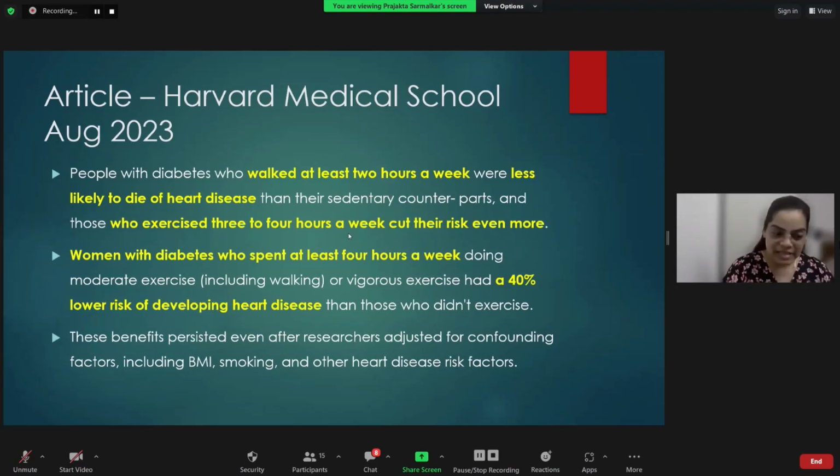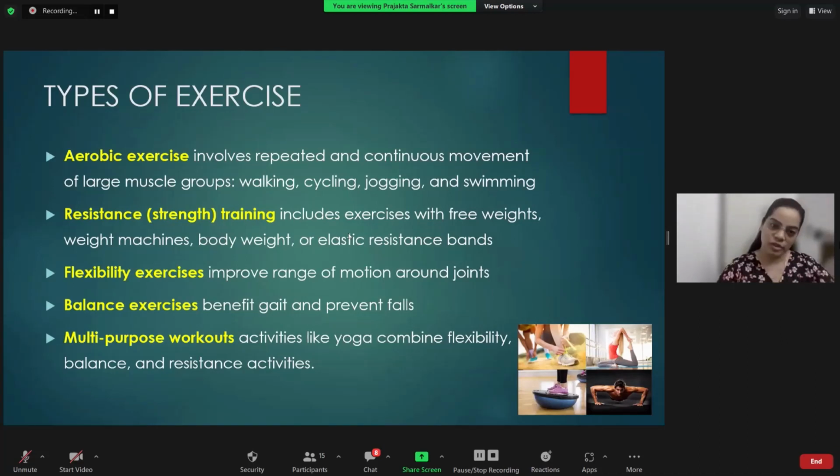So it has been proven over time that exercise helps get us better glycemic control. Again, we've studied that there are different types of exercises: aerobic, resistance, flexibility, balance. And of late, there are multi-purpose workouts. You do a combination of different things, you put yoga in. They use a good aspect of all three to develop flexibility, balance, and resistance to reach a particular goal in a shorter span of time.